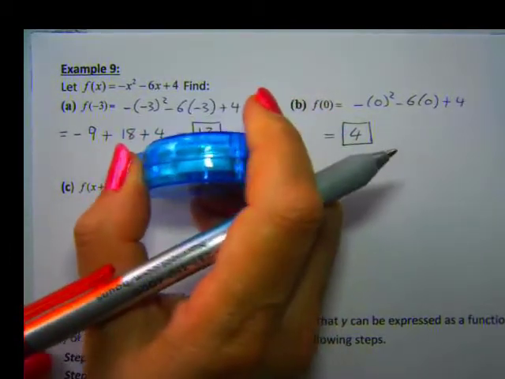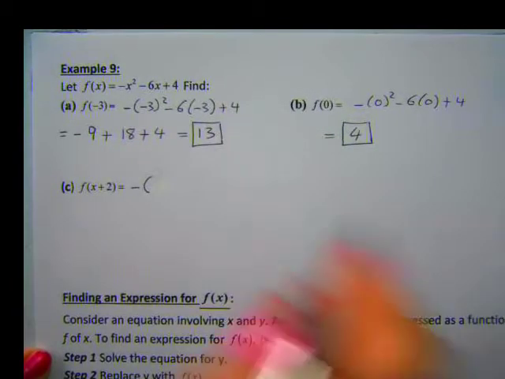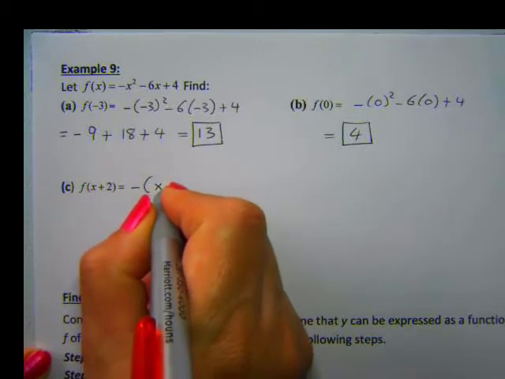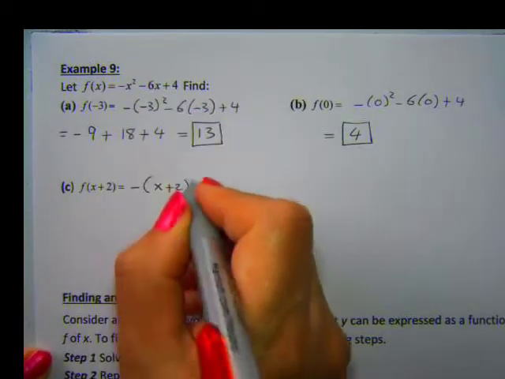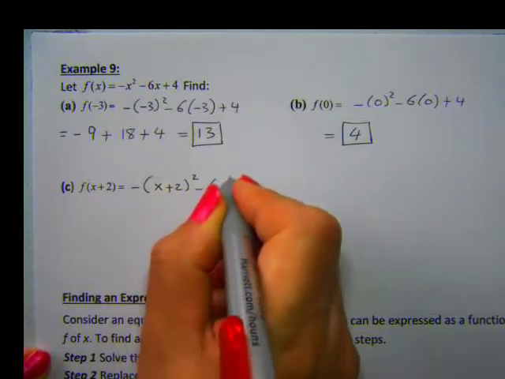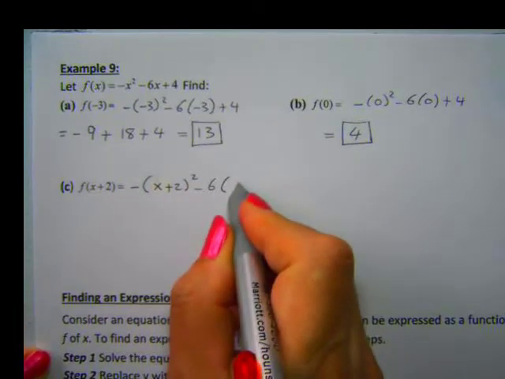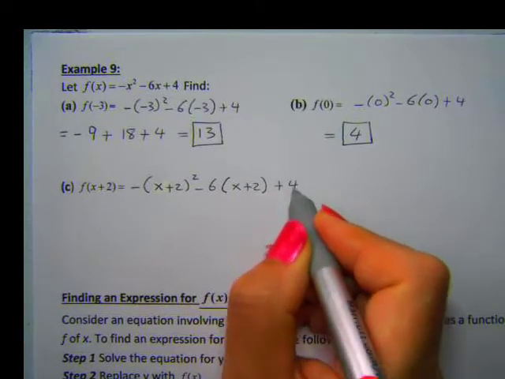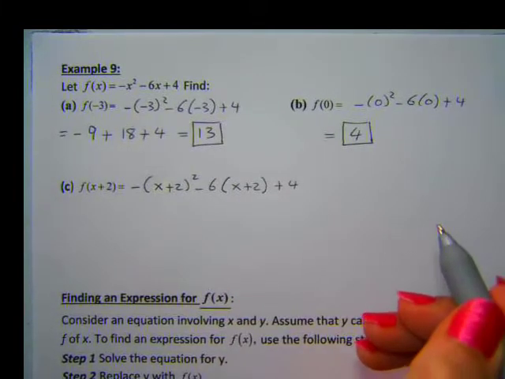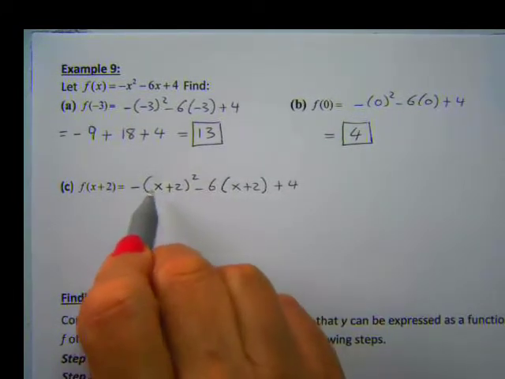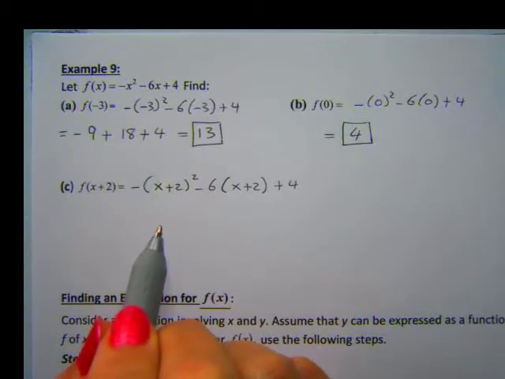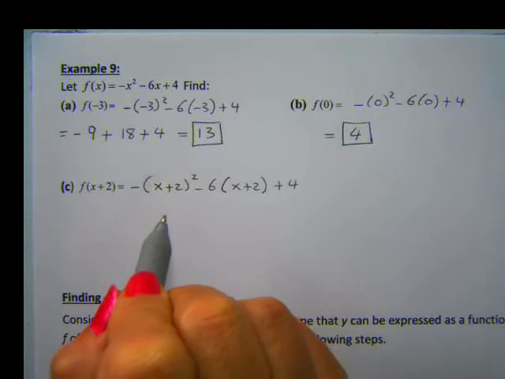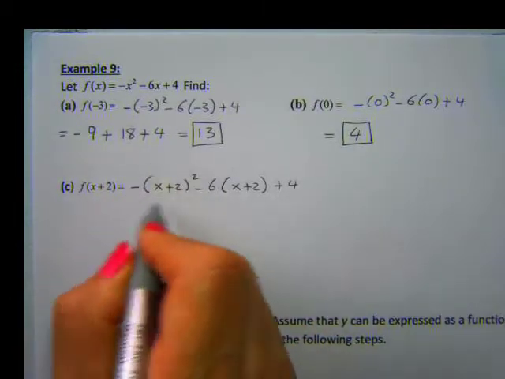Okay. So I have the negative, which is outside. X, which in this case is x plus 2 squared, minus 6 times x, which is x plus 2, plus 4. Order of operation. So what am I going to do first? Am I going to distribute the negative inside? Absolutely not. And that is such a common mistake. I need to square the binomial first.